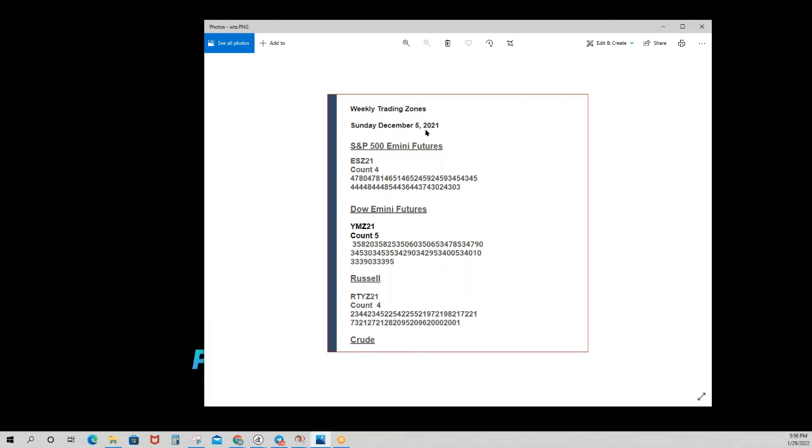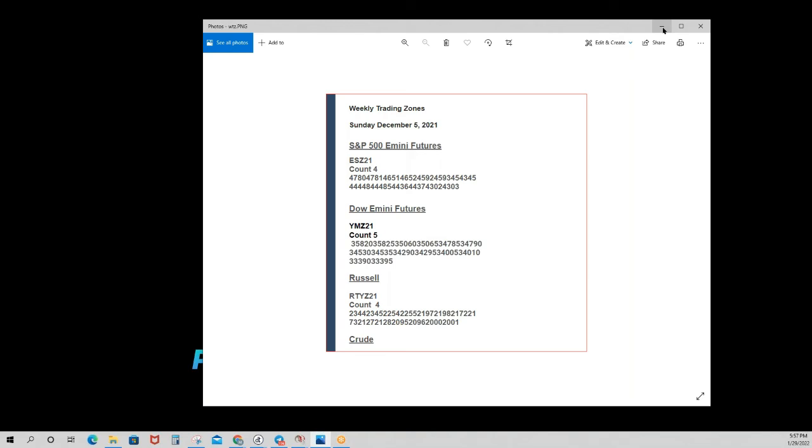Now it says Sunday, December 5th because the market actually opens Sunday night at 6 p.m. Eastern time. But the zones actually come out at 6:15 in the morning every Monday. So whatever zones you get are going to be for the prior Monday. If it happens to be Sunday, you're going to get the zones that were delivered on the prior Monday. If it's Monday, you're going to get the zones that were delivered on Monday. Tuesday, the zones that were delivered the prior Monday. That's the way it's going to work.